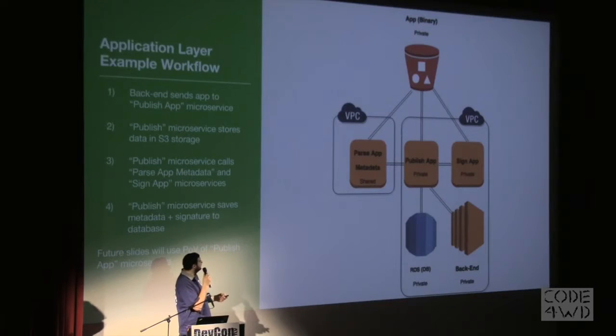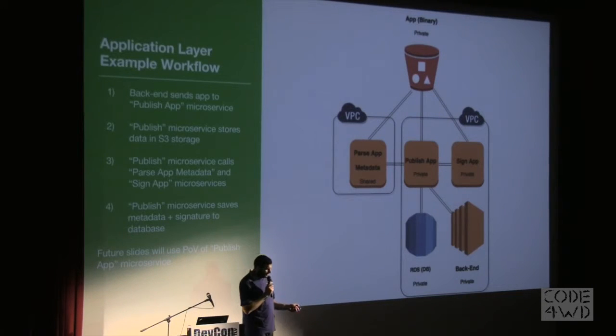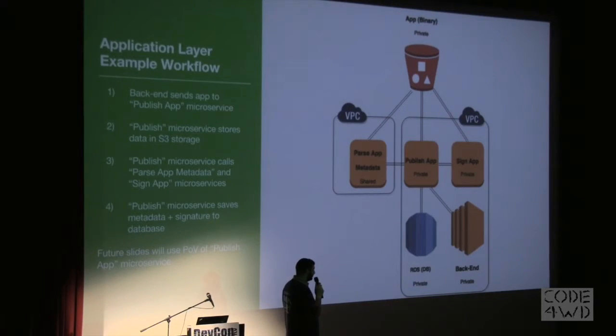For the application layer, before I go into it, I want to introduce this slide to make things easier when I'm talking later. We're going to take this little set of microservices and talk about them. In the back end, a publisher wants to publish an app to the database. So we're going to start here with the back end. Someone does something, and it sends a message to the publish app microservice. The publish app microservice puts something into S3, and it calls these two microservices.